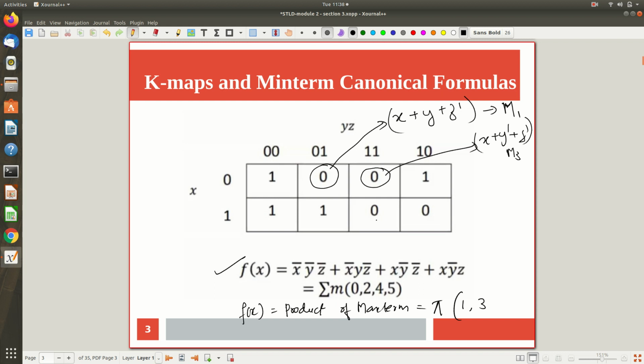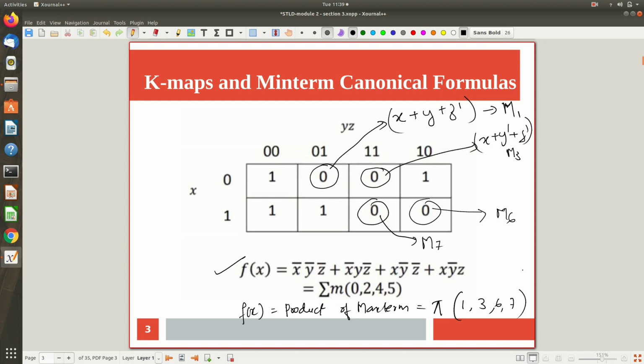This is 6 and 7, right? You can write the max term, fine, but I am just noting down this notation only, that is 1 1 1. This is max term 7 and this is 1 1 0, max term 6. So we have 6 and 7 also. So anything you can write. So this is the direct way, or direct use of K-map.